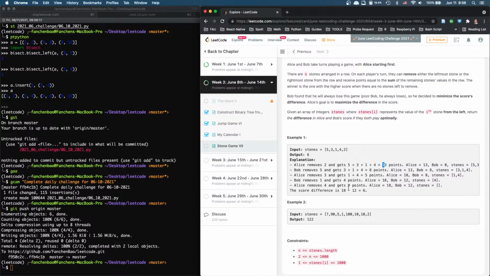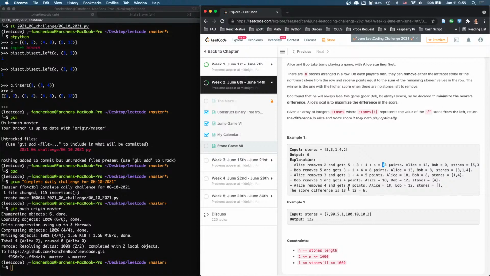Bob can pick one of the values out, and then that will be the score. We call that one round, right? That's one round. So Alice is going to get some sum, and then Bob is going to get the remaining sum. And the difference between the two sums, what is the difference between the two sums?